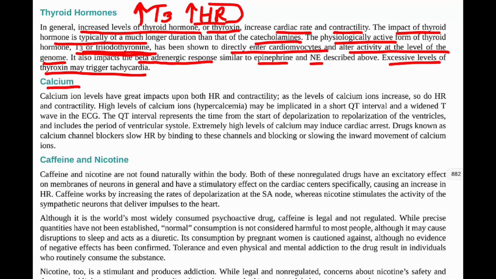Calcium ion levels have great impacts upon both heart rate and contractility. So as the levels of calcium ions increase, so do heart rate and contractility. High levels of calcium ions, which is called hypercalcemia, may be implicated in a short QT interval, which is going to go through heart rates faster, and a widened T wave in the ECG. Remember, the QT interval is the time from the start of depolarization to repolarization of the ventricles.